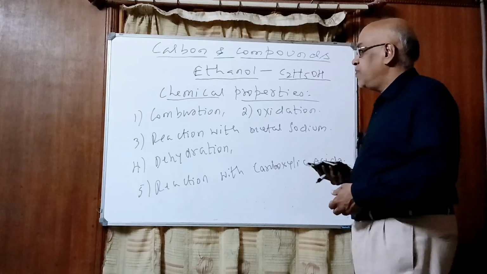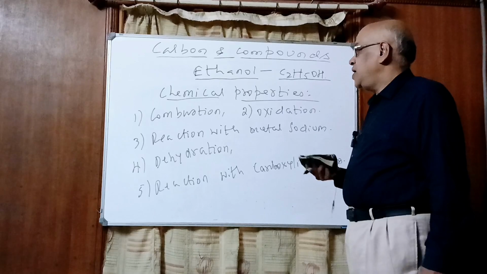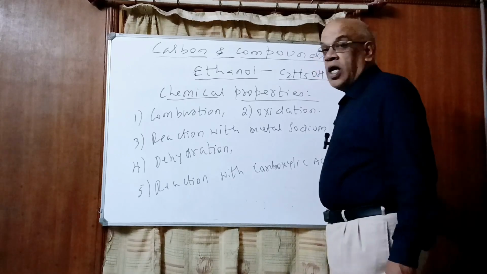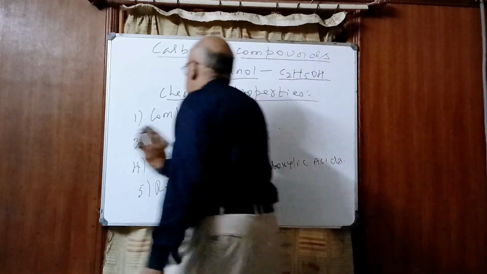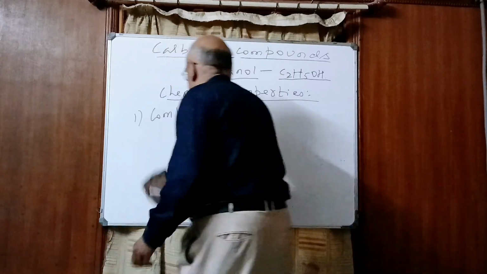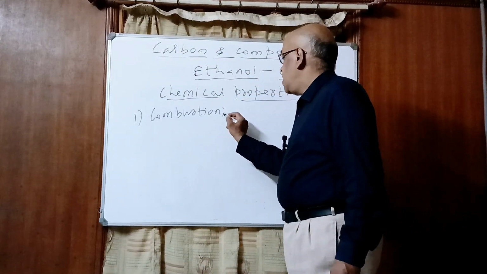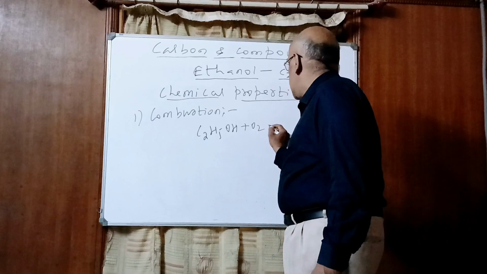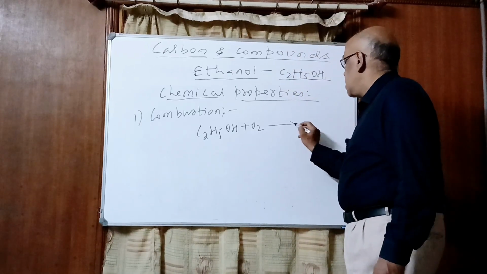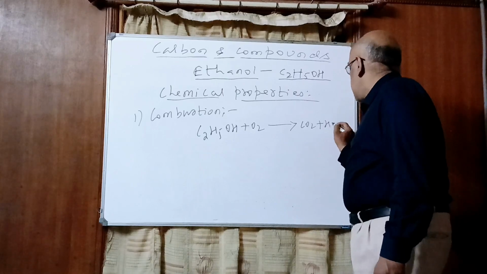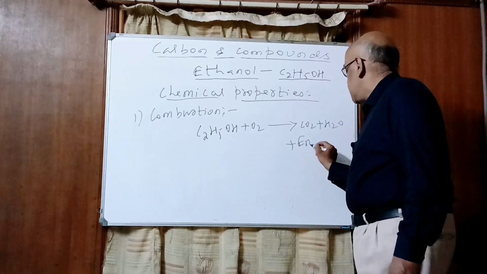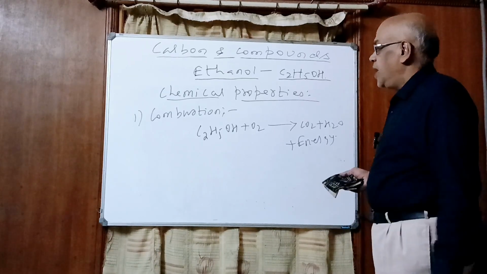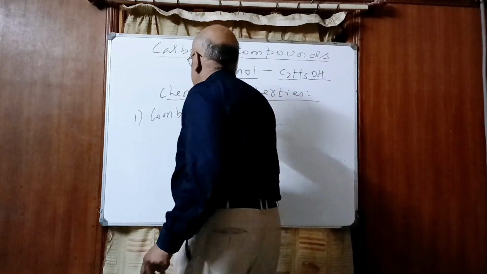What is the first one? Combustion. Already we discussed. What is combustion? Combustion is nothing but burning. See, ethanol undergoes combustion to produce a large amount of heat and light. First reaction: what is the ethanol formula? C2H5OH, combustion reaction. C2H5OH burns rapidly to produce carbon dioxide and water, and a lot of energy is produced. That's it, children. This is the combustion reaction. Understood? So the second reaction is what?